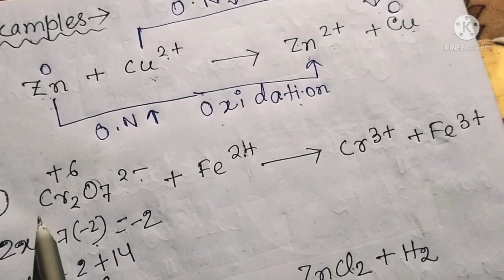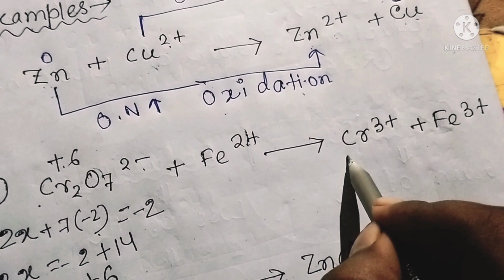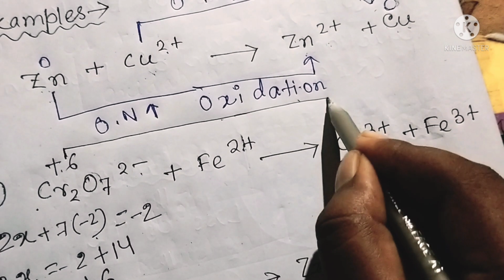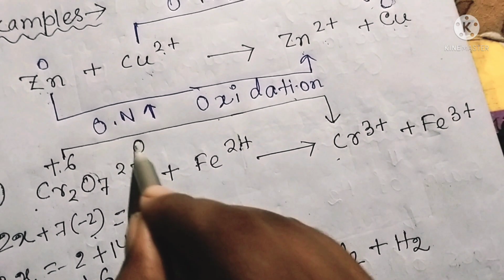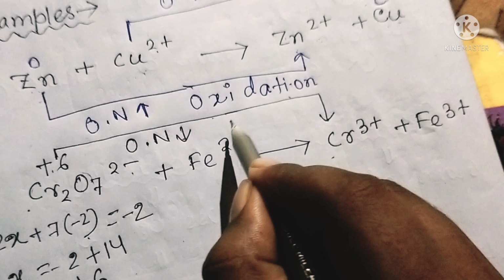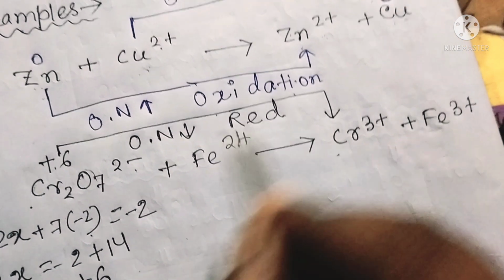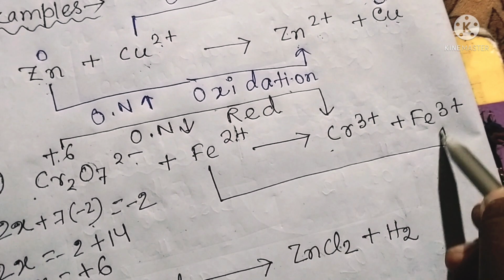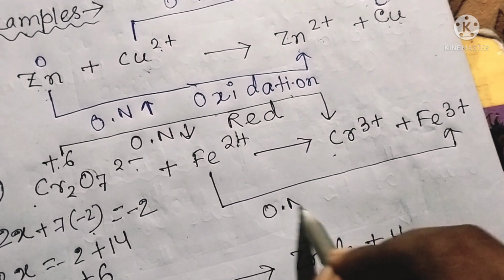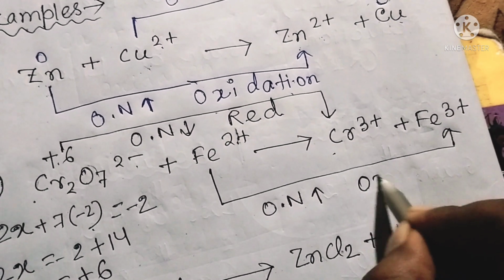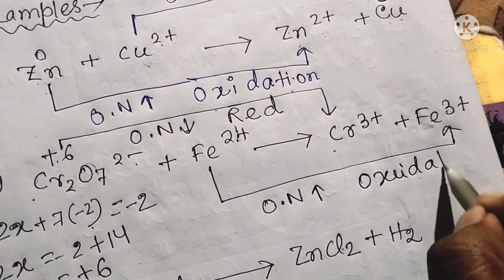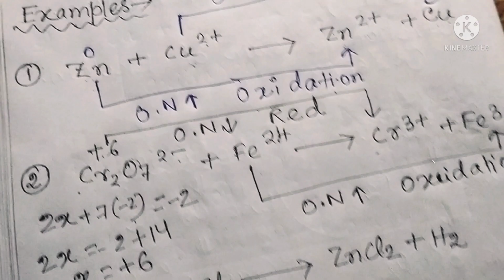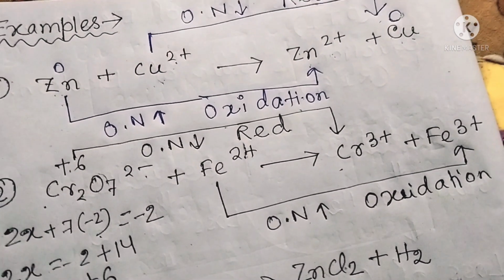So here the oxidation state is plus 6 and here plus 3. So oxidation number decreases from here to here, so reduction occurs here. And from Fe2+ we get Fe3+, so oxidation number increases, so oxidation occurs here. Do you understand, students?